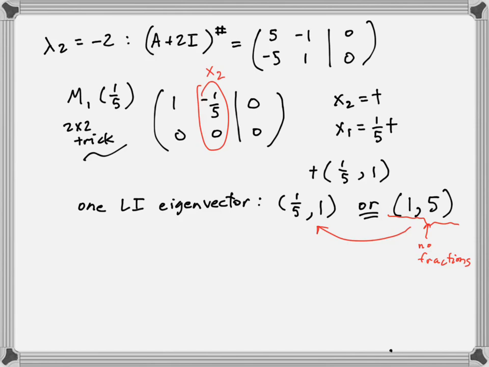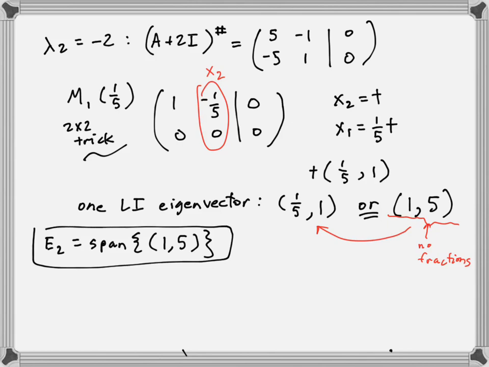So what this means is that E2 is equal to the span of vector (1, 5). This is our eigenspace. Okay, what would our dimension be? Well, again, we only have one vector, so the dimension is 1.